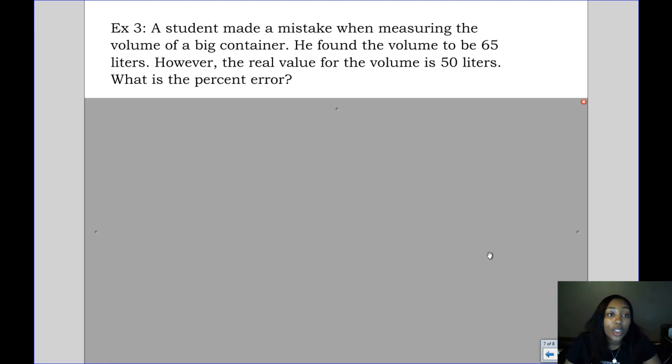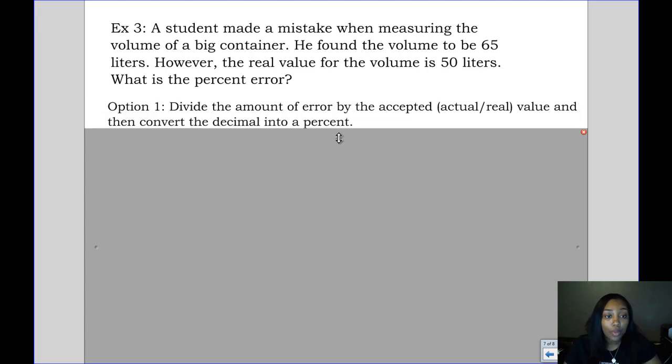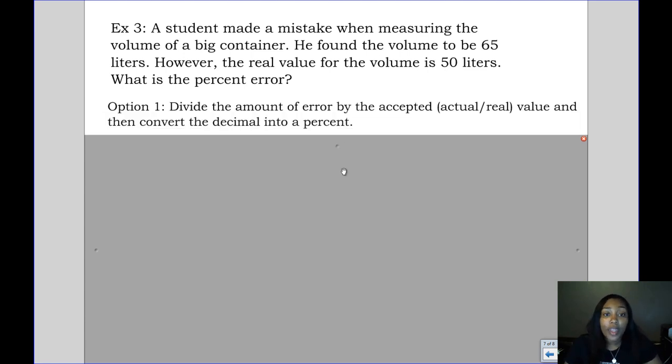So our first example, we have a student and they made a mistake when measuring the volume of a big container. He found the volume to be 65 liters. However, the real value for the volume is 50 liters. What is the percent error? So we're going to do option 1 where we're doing the division. So we're going to divide the amount of error by the accepted or the actual or real value and then convert the decimal into a percent.